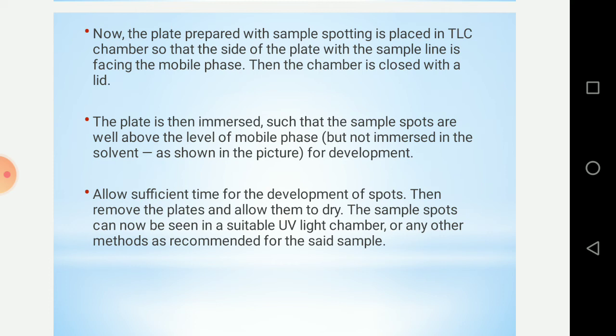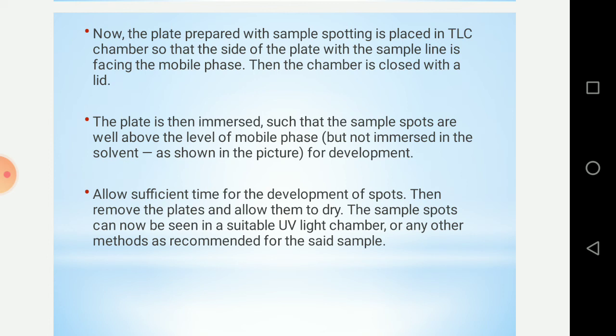So the plate with the sample is kept inside the chamber, and it should touch the liquid phase. The plate is immersed such that the sample spot is well above the mobile phase for development. Allow sufficient time for the development of the spots. Then remove the plate and allow it to dry.